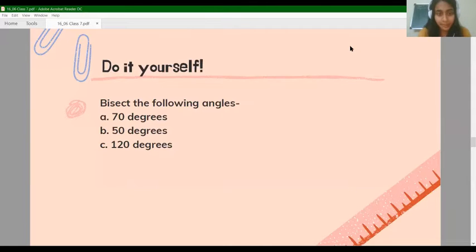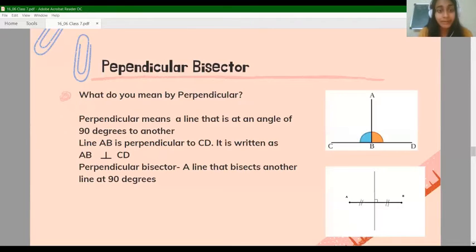I hope in that part you understood how to draw an angle bisector. So in your copy, you will bisect the following angles: 70 degrees, 50 degrees, and 120 degrees. Draw these angles and bisect them. Okay. Now we will move on to the next part, that is the perpendicular bisector.